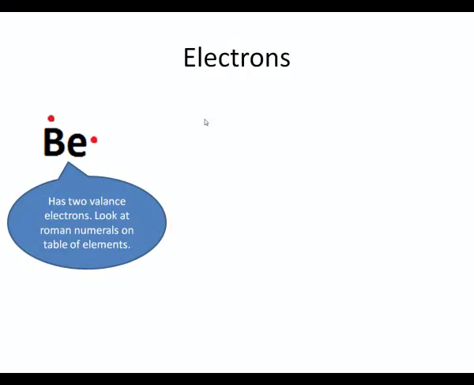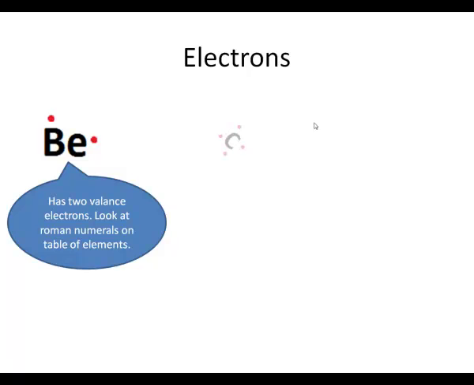So next question asks you about how to do the Lewis dot structures. So basically what we're doing is we're indicating the number of electrons in the outermost energy level, that's the valence shell, using dots. So for Be, if you look on the table of elements, you see that that's in the second column. If you look up at the top, there's Roman numeral 2. That tells you that it's got 2 valence electrons in its outermost shell.